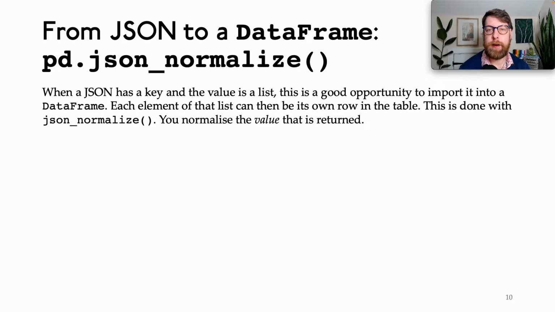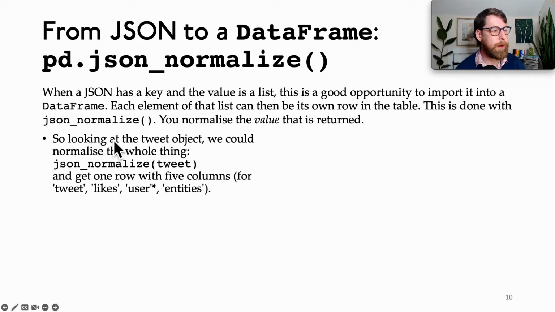So we had a sense of how data can be encoded in a JSON file, and that sometimes in those JSON files we have lists, and those lists can be things that we would want to put into a data frame. So how do we do it? Well, json_normalize is a really useful command for that. So where JSON has a key and the value is a list, that is a good opportunity to import it into a data frame. Each element of that list is going to be its own row in the table, like each search result or whatever. And so this is done with json_normalize. So you normalize the value that's returned from what you pass to it.